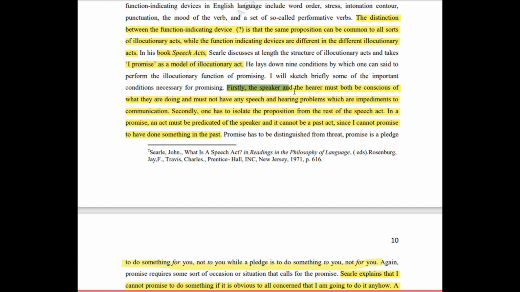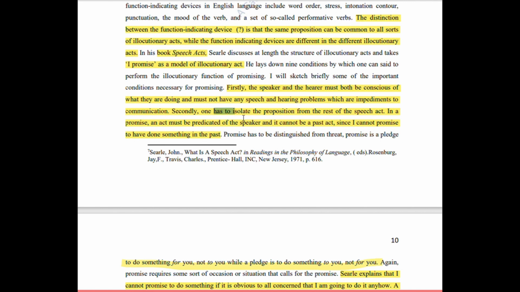Firstly, he said that the speaker and the hearer must both be conscious of what they are doing and must not have any speech and hearing problems which are impediments to communication. So for proper communication, a speaker and hearer must be conscious of what they are doing, and they should not have any kind of problems that interfere with their communication.